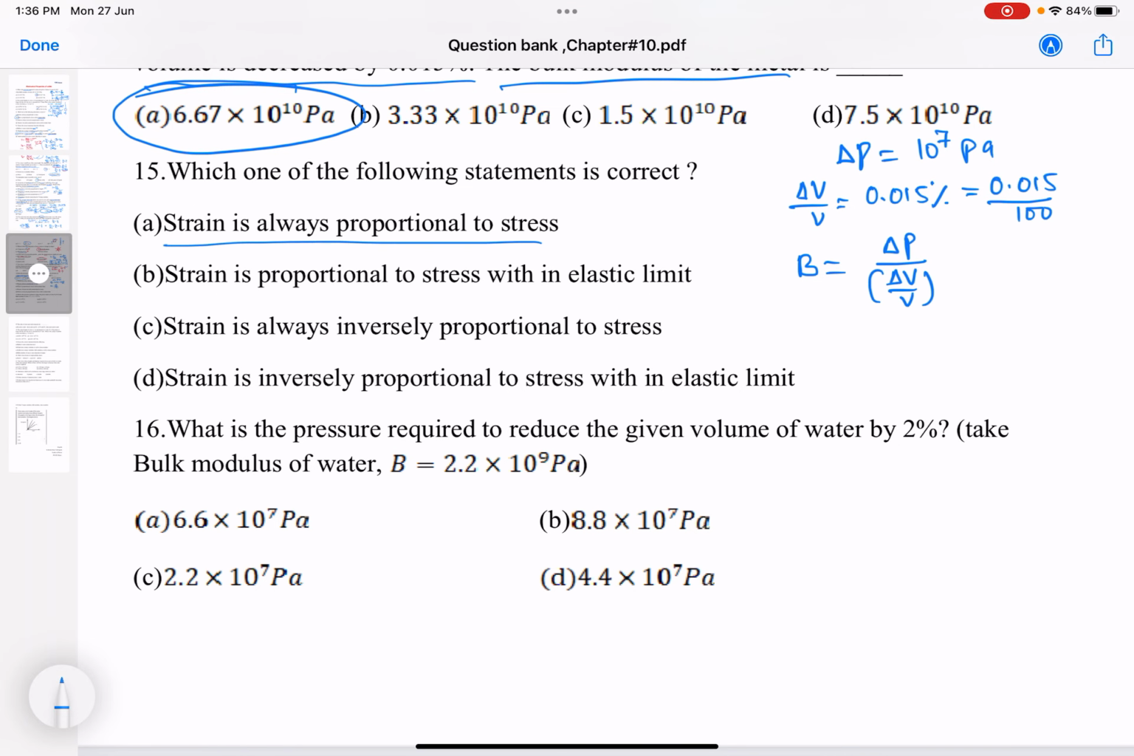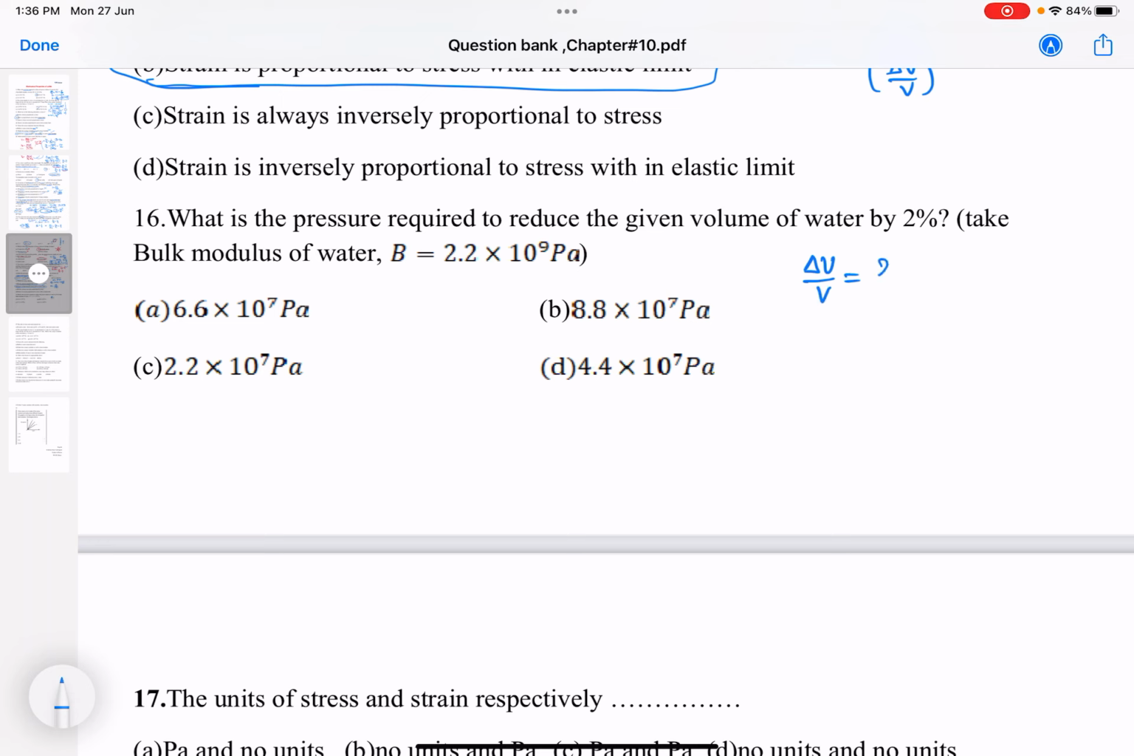What is the pressure required to reduce the given volume of water by 2%? Volume decreases by 2%, that is, the fractional change in volume is 2%, which means 2 divided by 100. Okay, and he has given the bulk modulus as 2.2 into 10 to the power of 9 pascals. I hope this is also a repeated question.